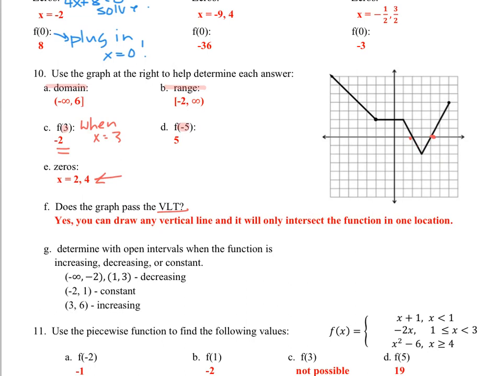Does it pass the vertical line test? Sure, just show some vertical lines through there. And it only intersects at most one time on the graph. That means this graph represents a function.